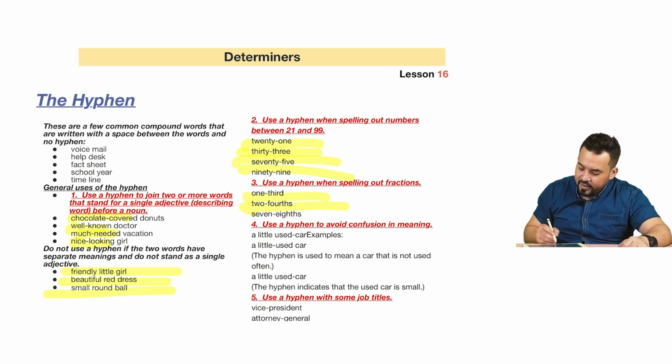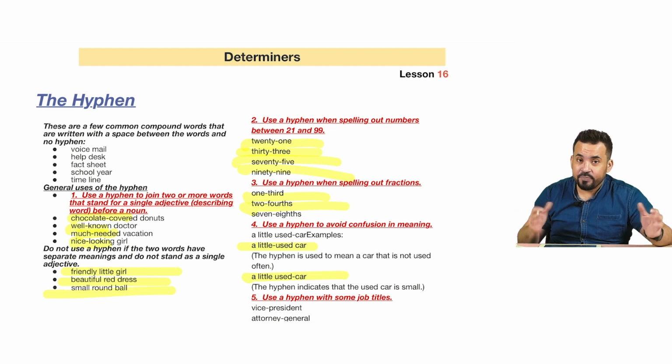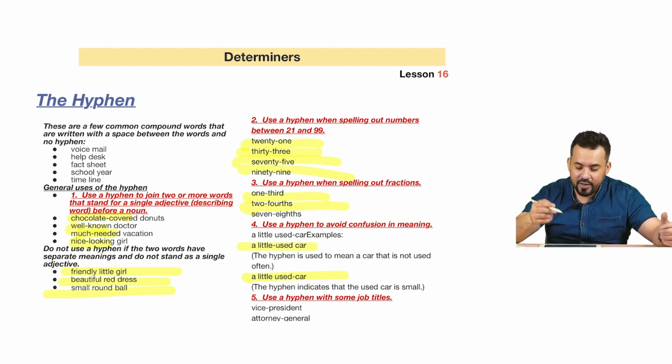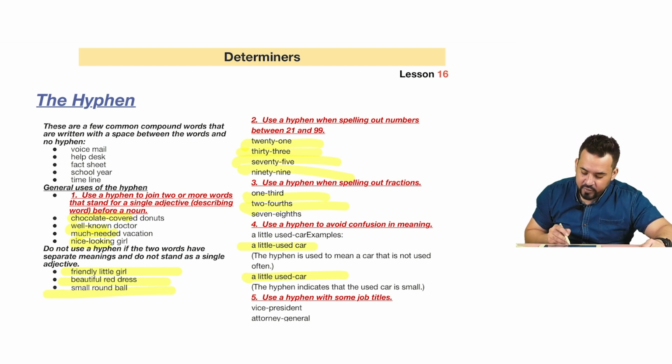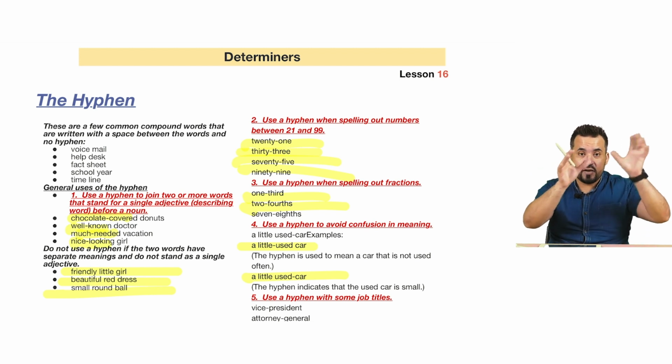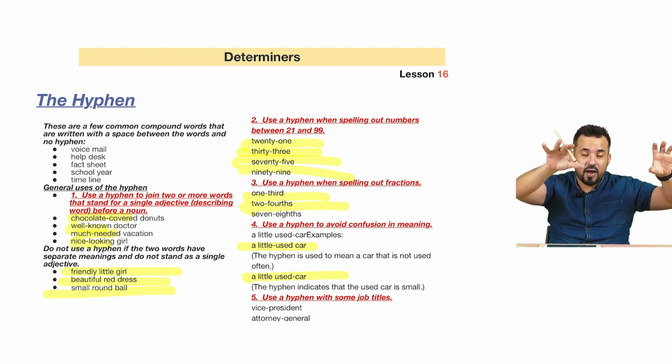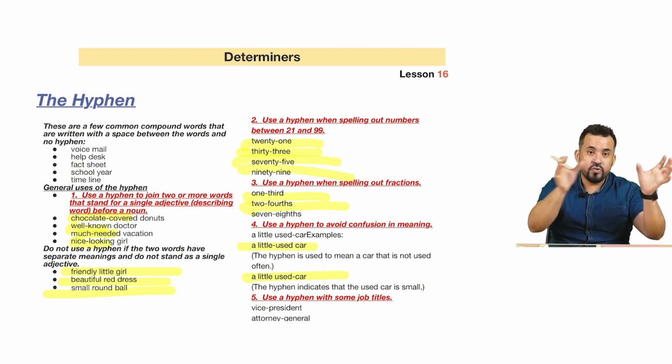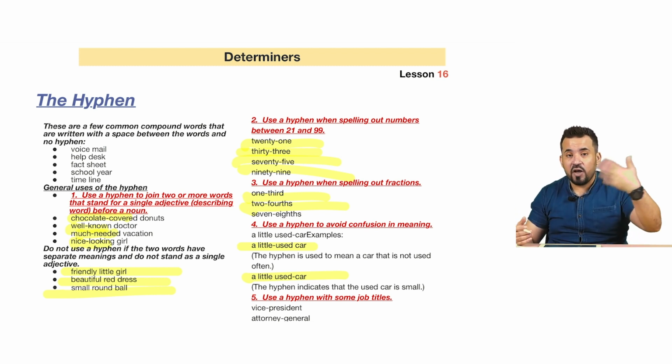What does that mean? For example, if I say a little-used car, or if I say a little used-car. Now they're both the same words, but they mean something different. You look at the placing of the hyphen. In the first one, a little-used car, little-used is a compound adjective. That means the car was not used too much. It's a little used, right?